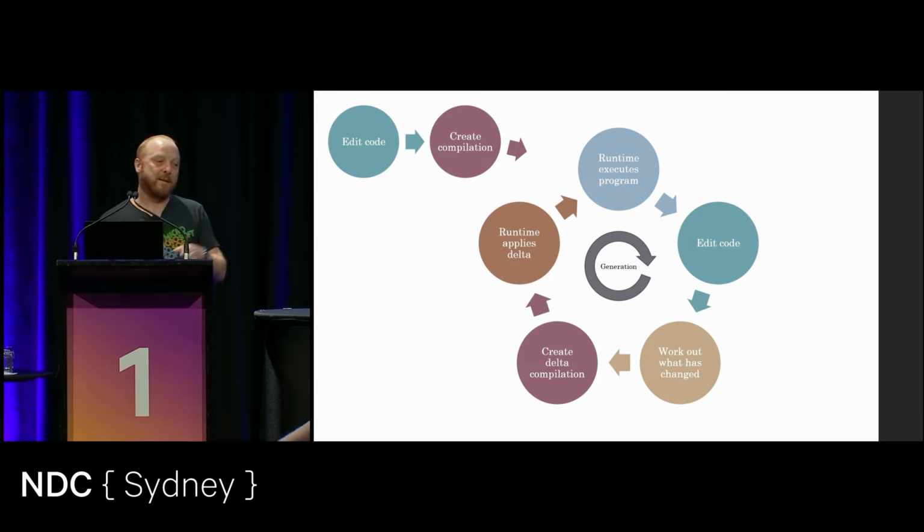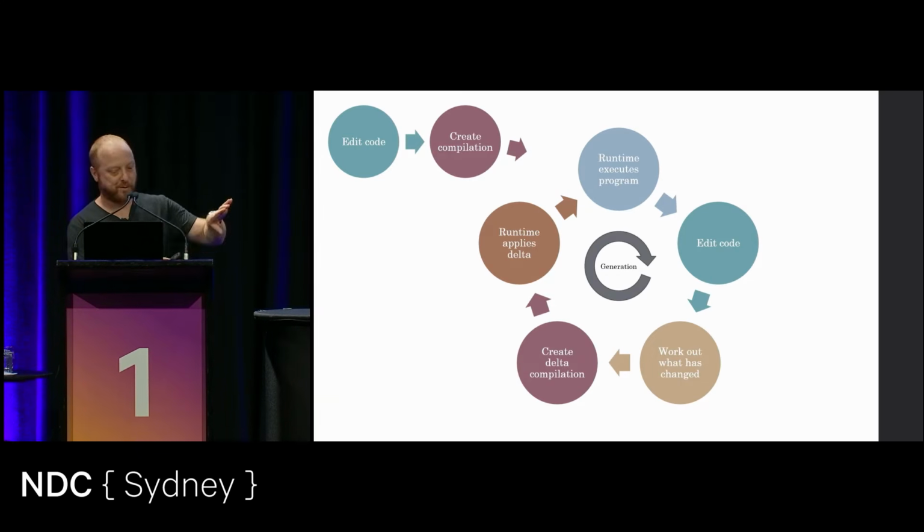We send that delta to the runtime, and the runtime applies the delta. So the fact that it's a delta, meaning it's just the changes, means the runtime doesn't have to work out what's changed. So it doesn't have to go and do any magic, so that's fast. The fact that we're telling the compiler what's changed so it doesn't have to compile everything, that makes it faster, right? So the linchpin is working out what has changed, and everything sort of flows from there.